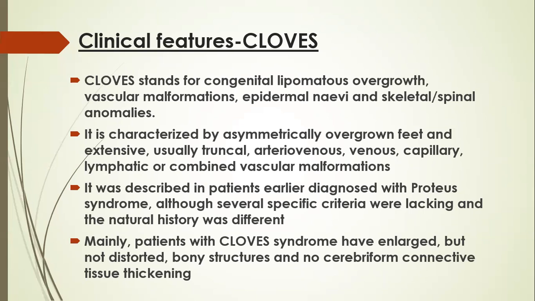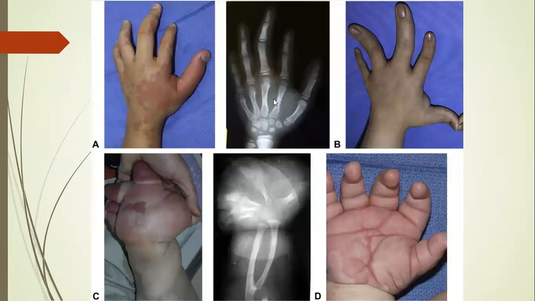It is described in patients who were earlier diagnosed with Proteus syndrome, although several specific criteria of the Proteus syndrome are lacking, and the natural history is different. Many patients with CLOVES syndrome have enlarged but not distorted bony structures, and there is no cerebriform connective tissue thickening, which we see in Proteus syndrome. So this is the CLOVES syndrome. You can see the vascular abnormality apparent on the hand, as well as the bony lesions.